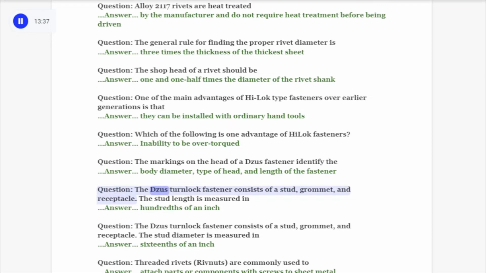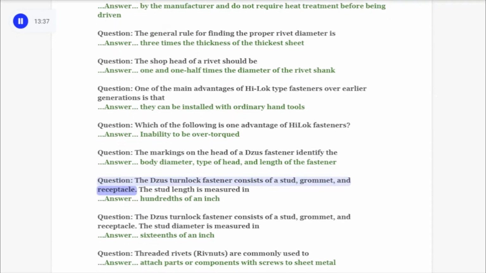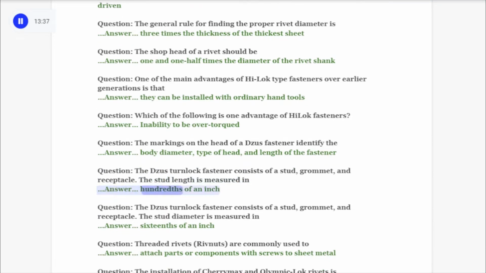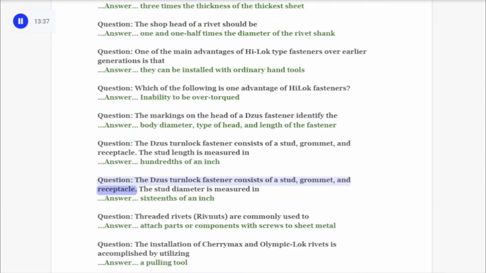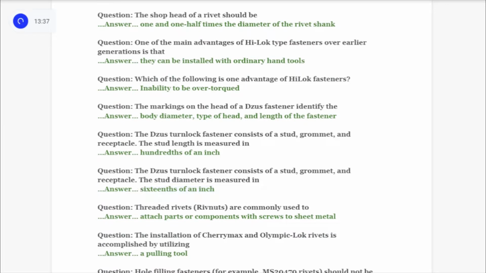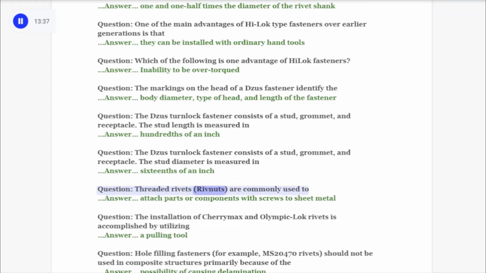Question: the Dzus turn-lock fastener consists of a stud, grommet, and receptacle. The stud length is measured in. Answer: hundredths of an inch. Question: the Dzus turn-lock fastener consists of a stud, grommet, and receptacle. The stud diameter is measured in. Answer: 16ths of an inch.